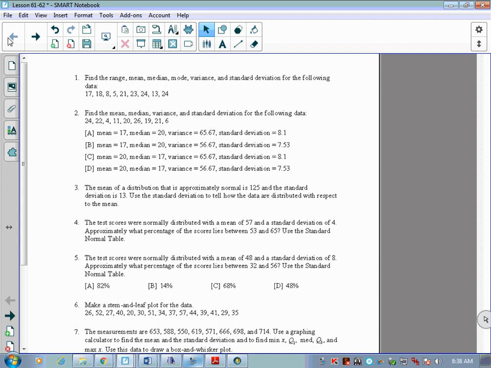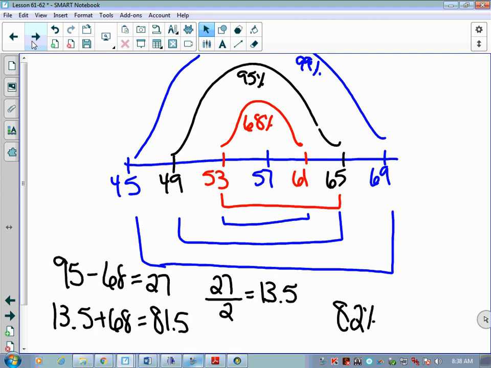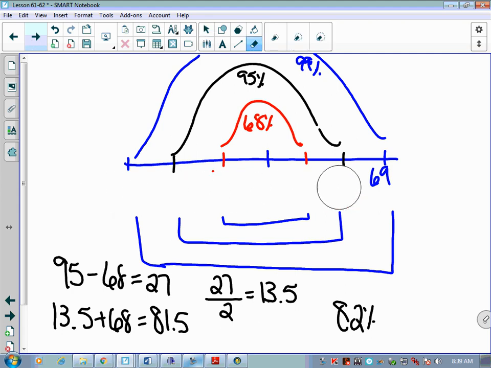Use the standard normal table. So let's come back over here. Again, we can leave all of that. We just need to change our numbers.